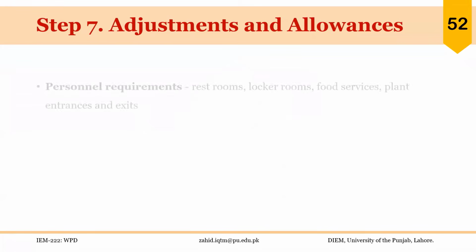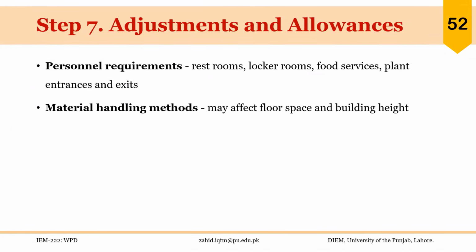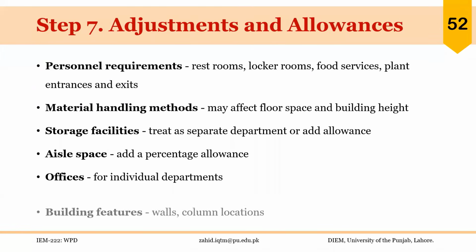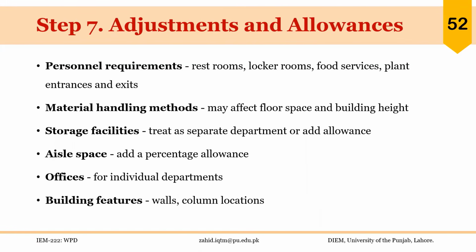Then in step number 7, we make some adjustments and add allowances. There are actually different allowances that we could add, and they will increase the area that we calculated previously. We could add an allowance for personal requirements like restrooms, locker rooms, food services, and plant entrances and exits. We could add an allowance for material handling methods, like, for example, forklift trucks or trolleys.